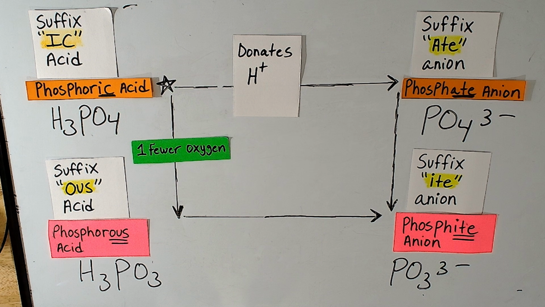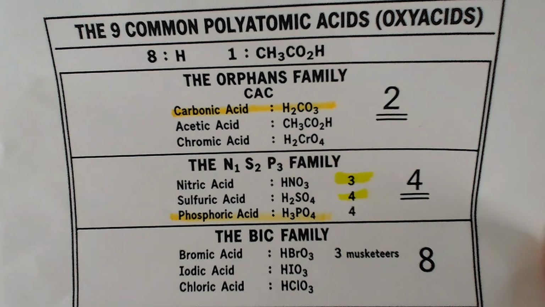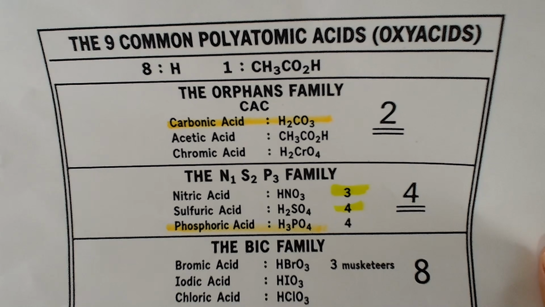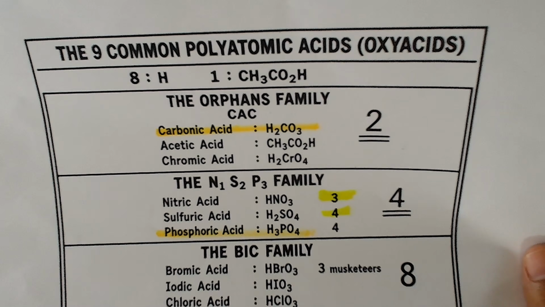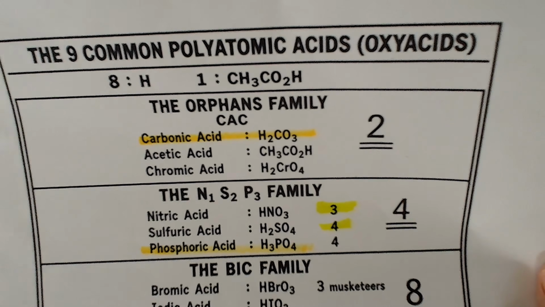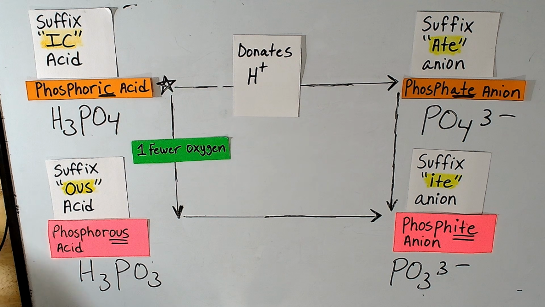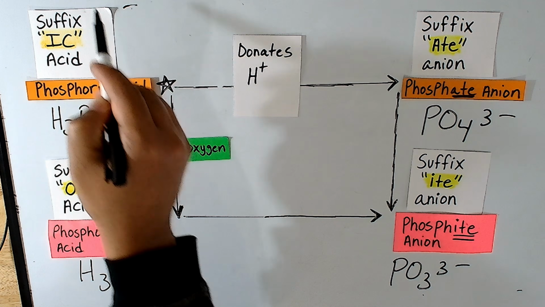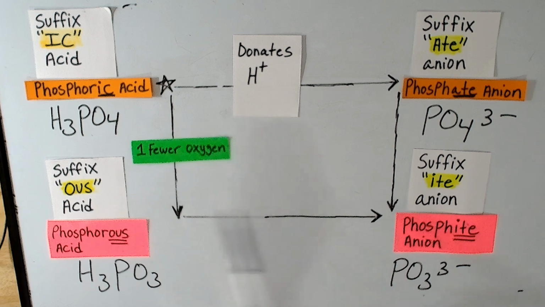So we just saw an example of phosphoric acid. However, keep in mind that the NSP family consists of 3 different acids: nitric, sulfuric, and phosphoric. And they're all a family of 4. So what does it mean by a family of 4? It means that it's going to have what you see here. The suffixes -ic, -ate, -ous, and -ite.